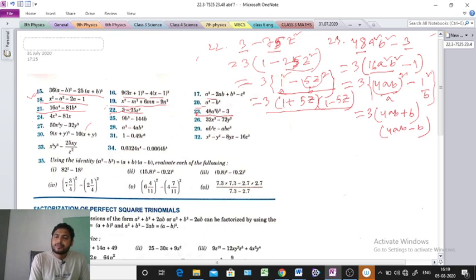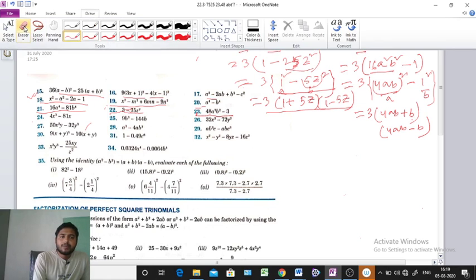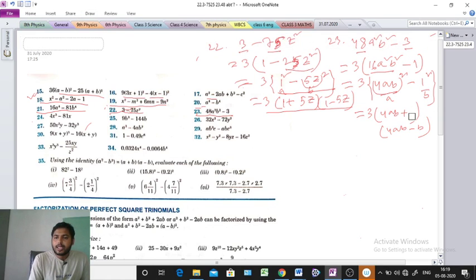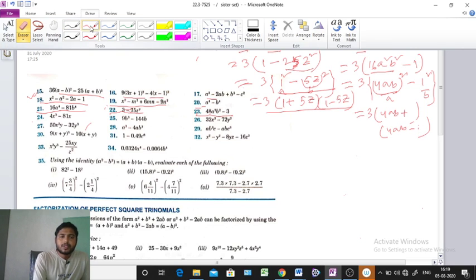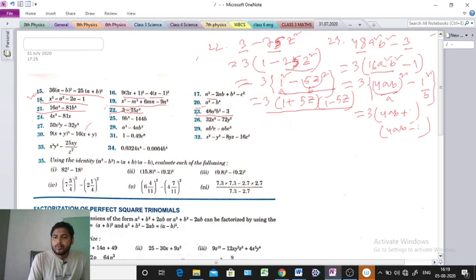Clear or not? Sorry, here b means 1. So we are getting 4ab plus 1 and 4ab minus 1. Let's check it. I am writing here a, 4ab means a, consider it, and b means 1. So 4ab plus 1 into 4ab minus 1, this is the answer.